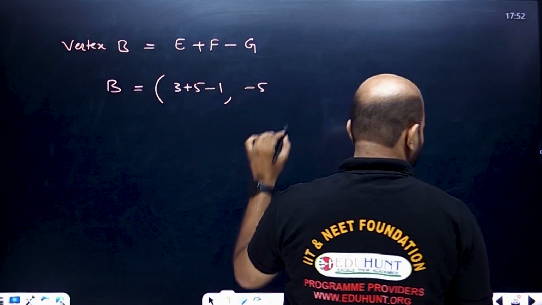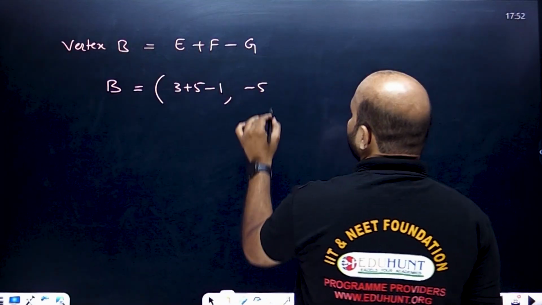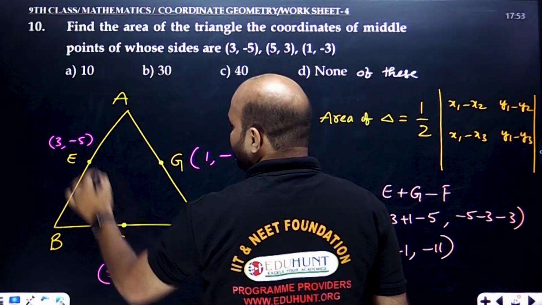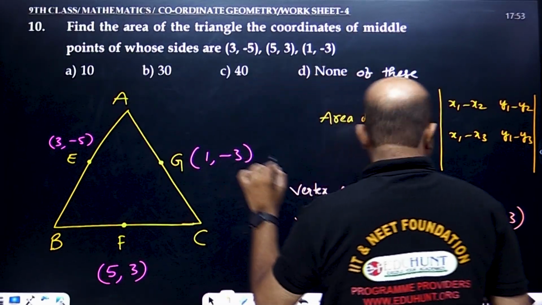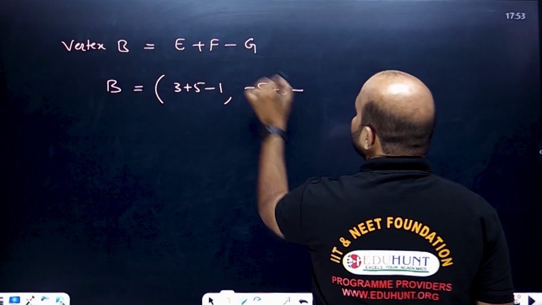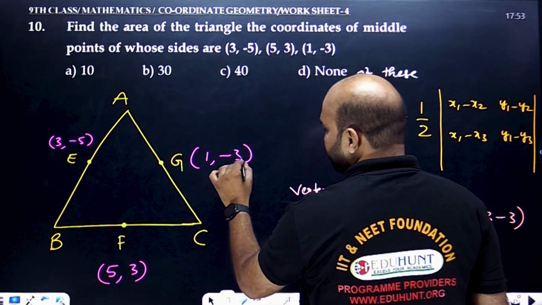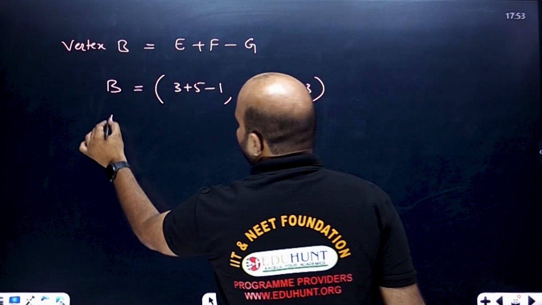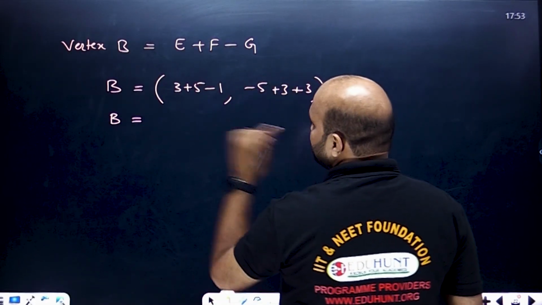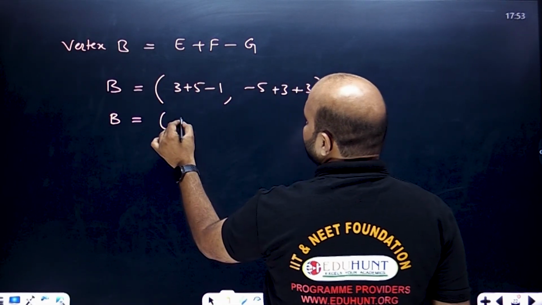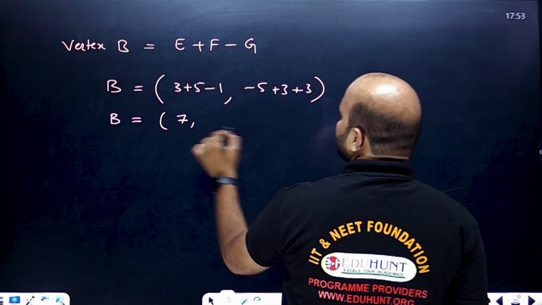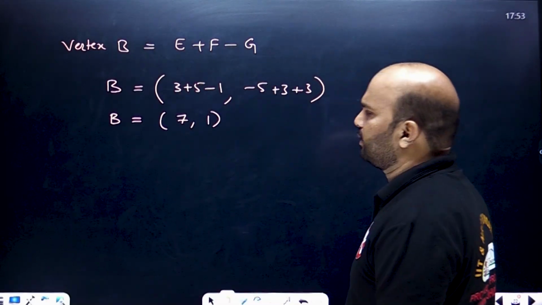So minus 5 plus 3, that is the y coordinates of E plus F. According to the formula, minus the y coordinate of G, minus 3, minus into minus, plus 3. So therefore B can be written. What are the B coordinates? 3 plus 5, 8 minus 1, 7, comma, this is minus 5 plus 3 plus 3, 6 minus 5, nothing but 1. That is the B coordinates.